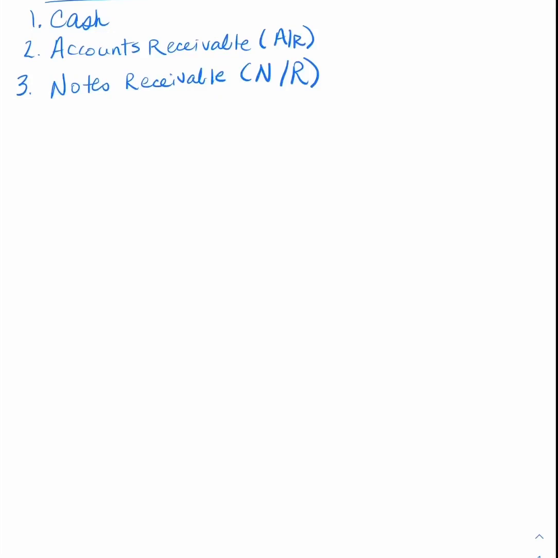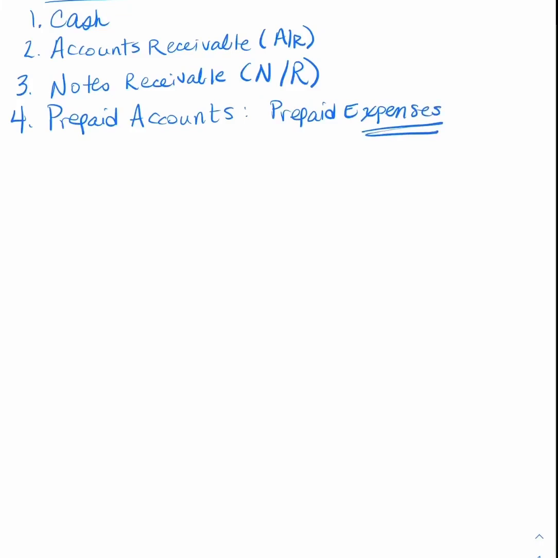Now, the next asset that we want to talk about is what we call prepaid accounts. That's what your textbook refers to them as, prepaid accounts. These can also be referred to as prepaid expenses. Now, do not get confused. 99 times out of 100, if you see the word expense, that account is an expense. It goes on the income statement and it will reduce net income and thereby reduce equity. But this is one of the few exceptions. In this case, this is not an expense. And you say, why? It's because of the word in front of it.